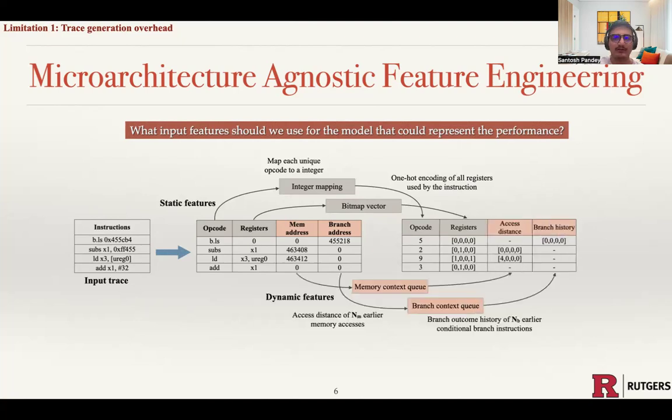And for dynamic features, which represent the processor state due to the impact of earlier instructions, we use a memory context queue and a branch context queue to get memory and branch history information to the model.